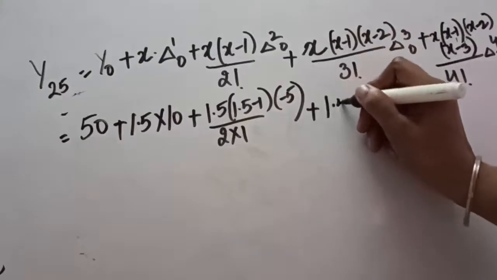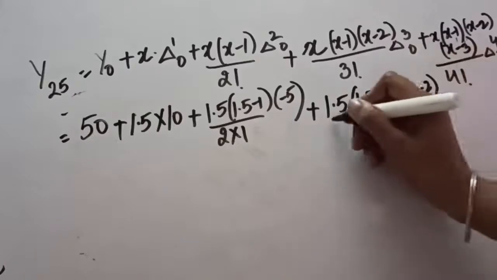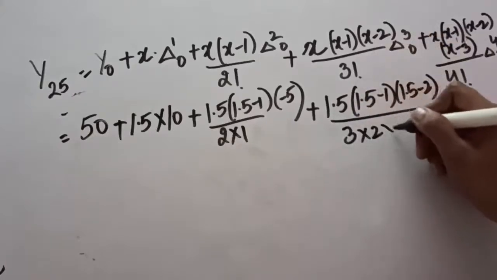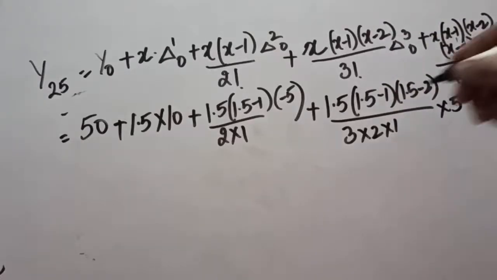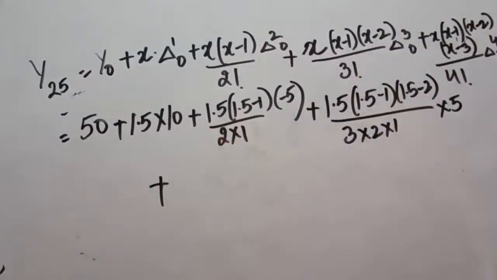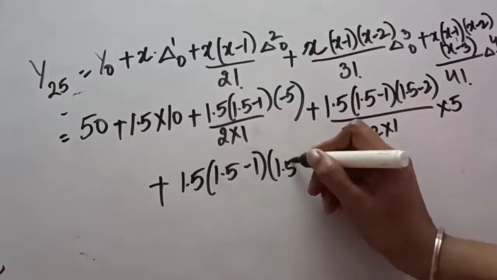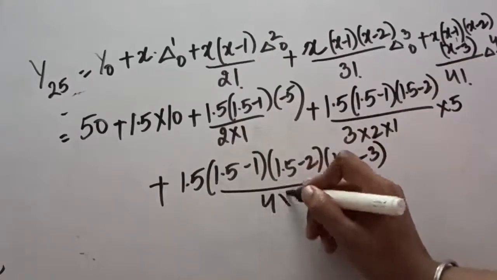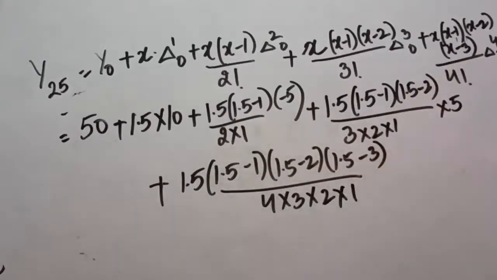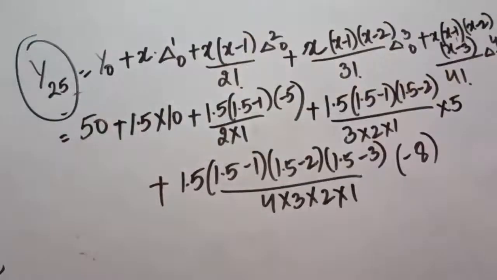Plus x was 1.5, again 1.5 minus 1, 1.5 minus 2 divided by 3 factorial is 3 into 2 into 1, delta 30 that is available in the table, its value is 5, plus. Now the fourth part of the formula: x is 1.5, then 1.5 minus 1, 1.5 minus 2, 1.5 minus 3 divided by 4 factorial is there. So 4, 3, 2, 1 and delta 40, the value you can see from the table is minus 8. Now you have to solve this entire expression and the answer of y25 will be there.